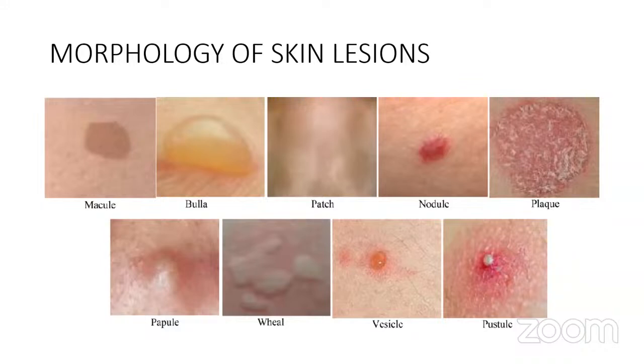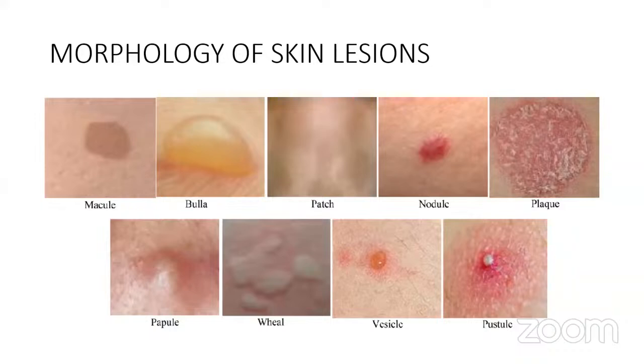Fluid-filled lesions. If it's less than 1 centimeter, it's called a vesicle, commonly seen in chickenpox or herpes zoster. A bulla is a fluid-filled lesion more than 1 centimeter. You can see this in conditions like bullous impetigo, pemphigus vulgaris, and bullous pemphigoid.